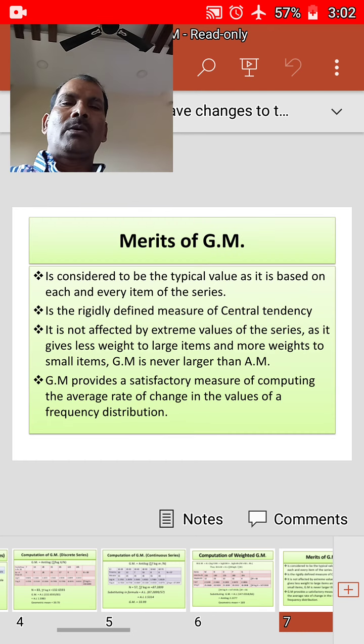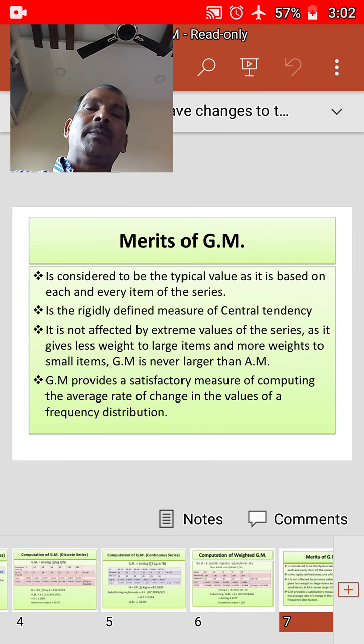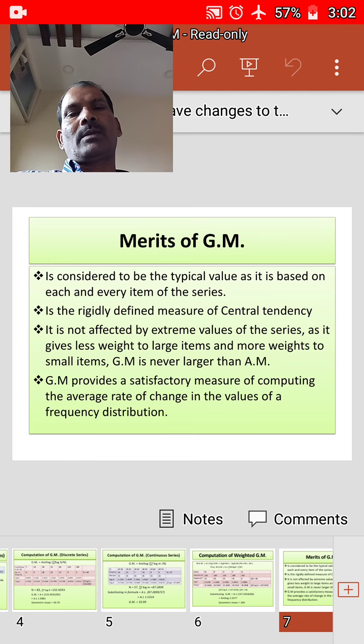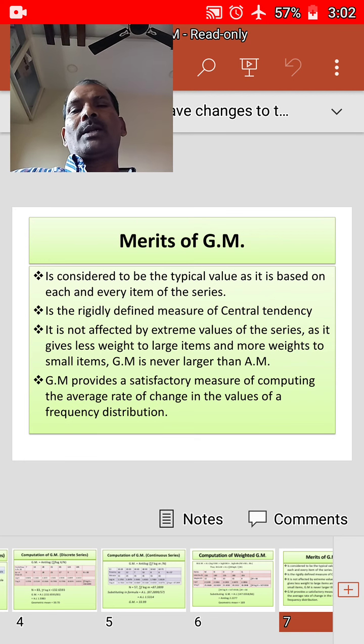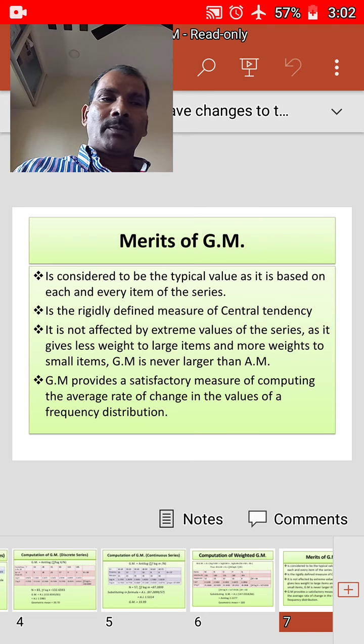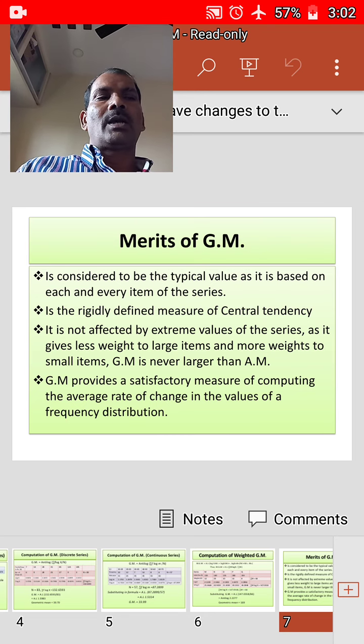Now we have limitations. Sorry, first we will discuss the merits of geometric mean. Geometric mean is considered to be the typical value of the series, as its computation is based on each and every item of the series.